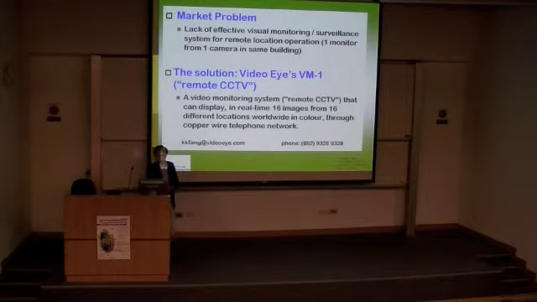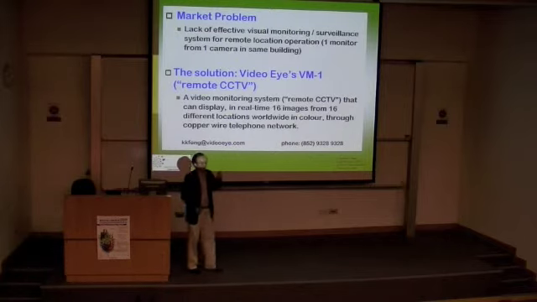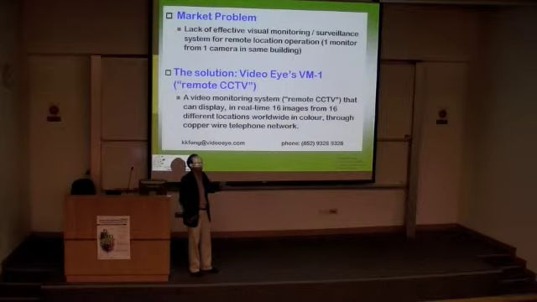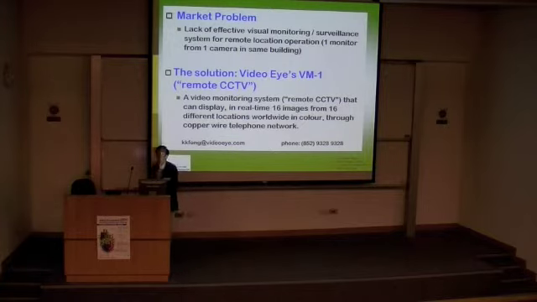So your solution, VDOI VM1. Now, the reason why we put a bracket on remote CCTV: because everybody knows what a CCTV is. Remote CCTV means that it is remote location, different locations. A video monitoring system, remote CCTV, that can display in real time 16 images from 16 different locations worldwide in color through copper wire telephone network.